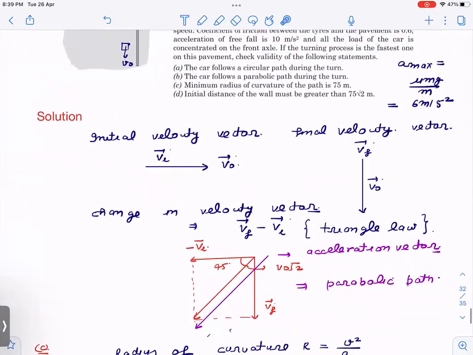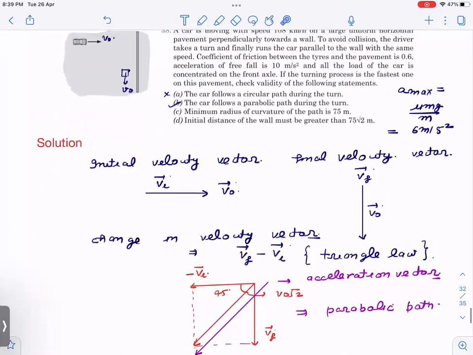So A option is car follows a circular path. This is wrong, so we'll cross this here. And the car follows a parabolic path during the turn. This is right. So then another C option is minimum radius of curvature of the path.